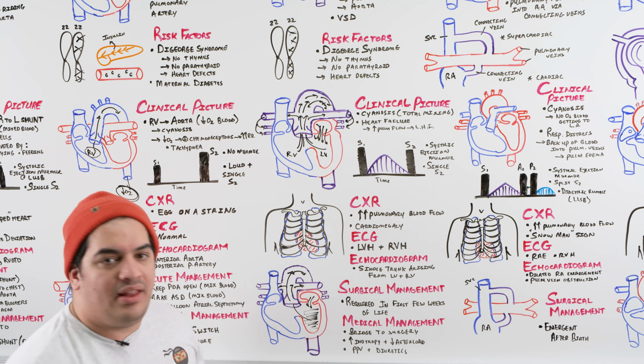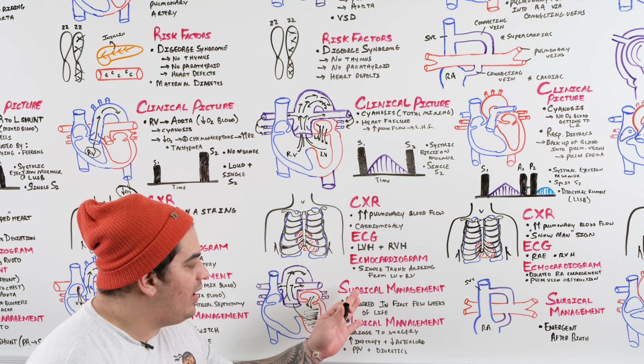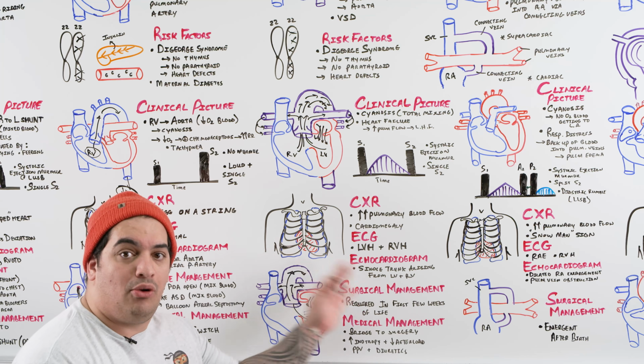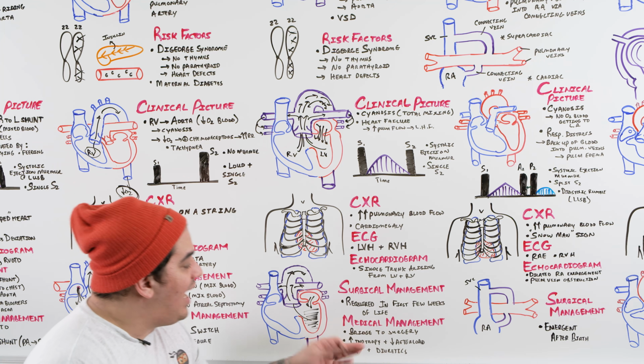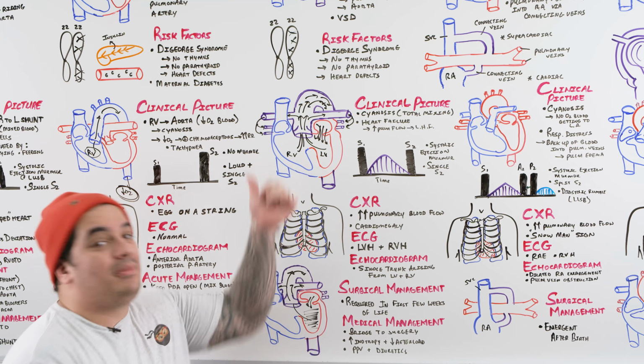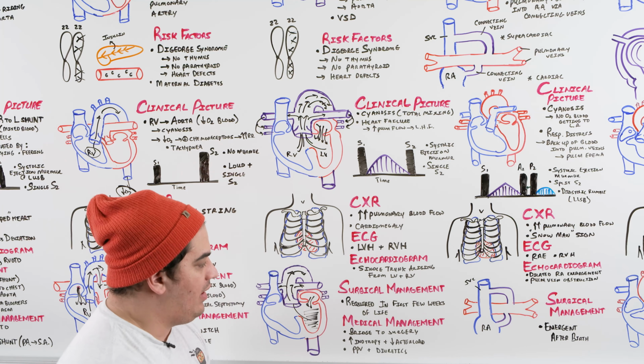So again, one of the big things to do here is to give positive pressure ventilation and diuretics to pull off a lot of the pulmonary edema from the increased pulmonary flow, and give them afterload reducers and inotropic agents to ensure a lot of blood is getting pumped out of the heart. Those are the big things to think about here.